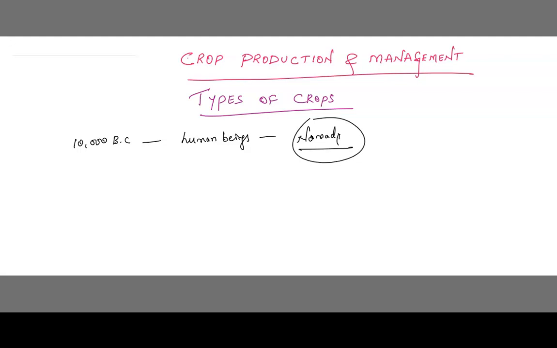They kept moving from one place to another for food around 10,000 BC. Actually they used to eat raw fruits, vegetables, meat of animals, etc. So these are the things they were eating.